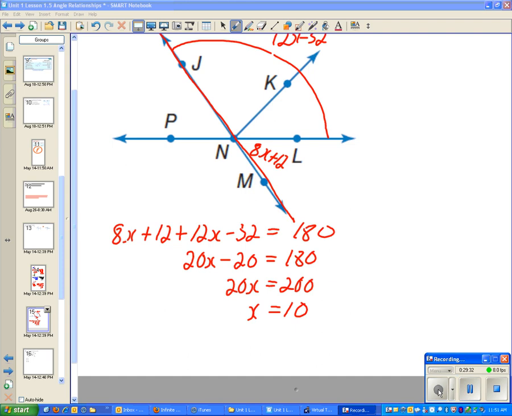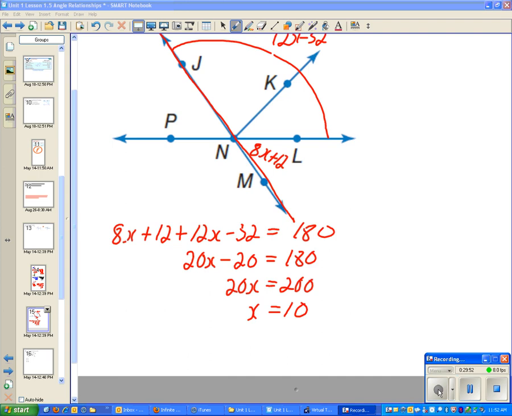You able to get x equals 10? All right, we simplify first. 8x plus 12x is 20x. 12 and a negative 32 are a negative 20. Add 20, then divide by 20.